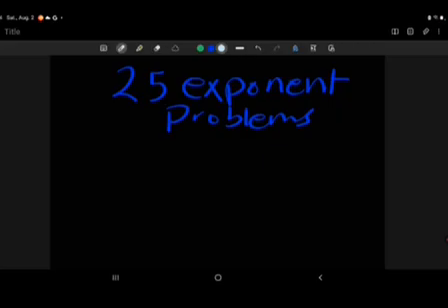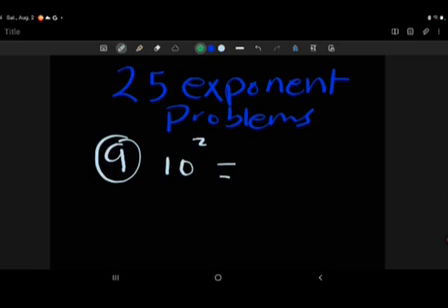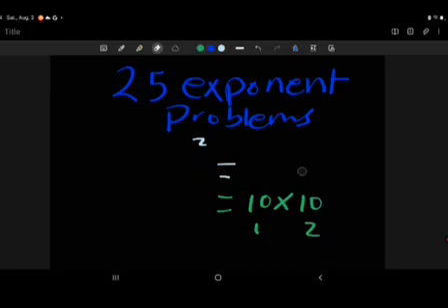So now problem number 9. Let's say 10 squared. What is that going to be equal to? Relatively easy problem, so depending on your experience and your exposure to these problems, the answer is 100, which is also the same thing as 10 times 10, right? 1 time, 2 times, corresponding to the exponent 2. Okay, that's problem number 9.